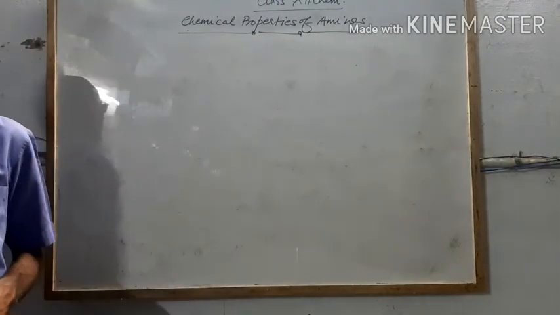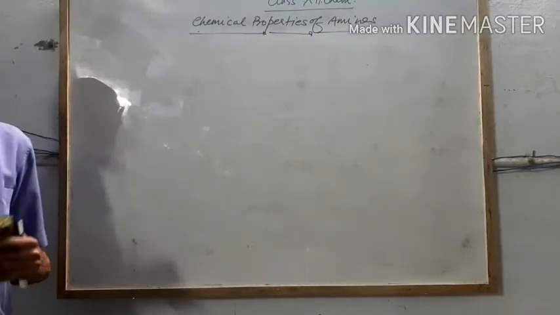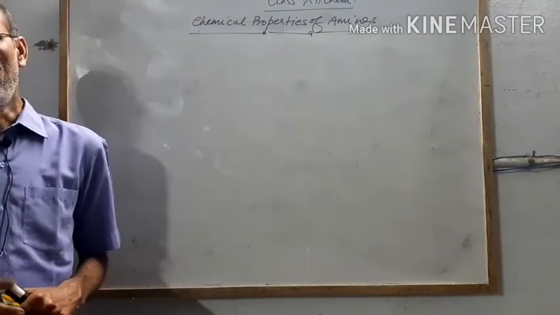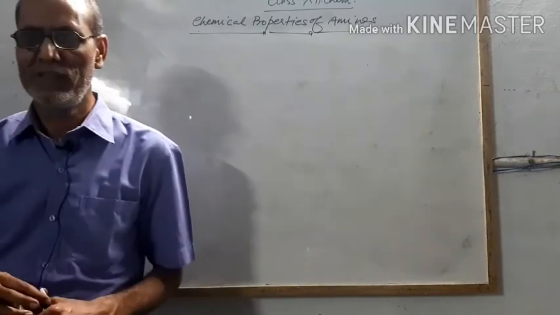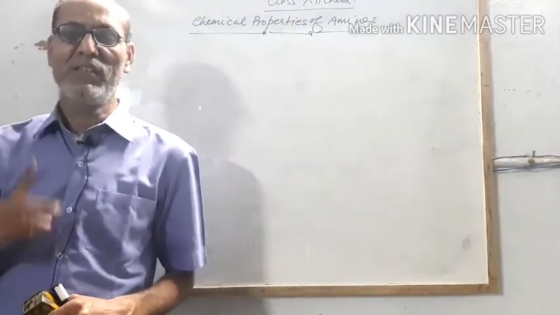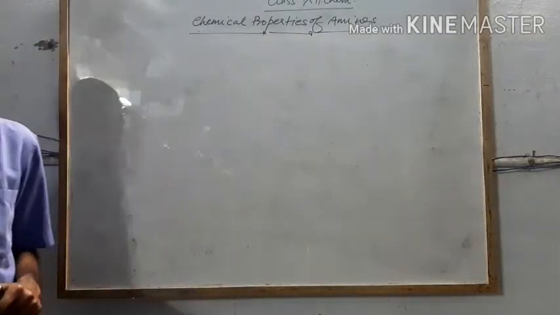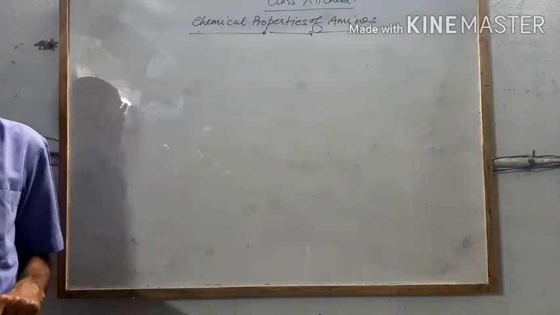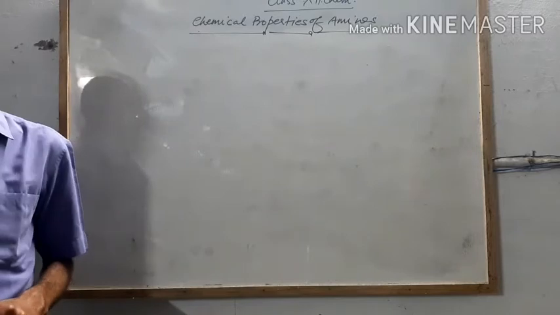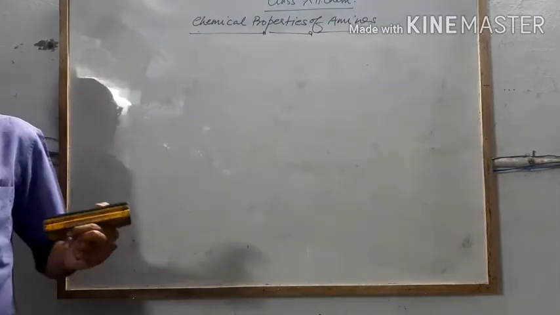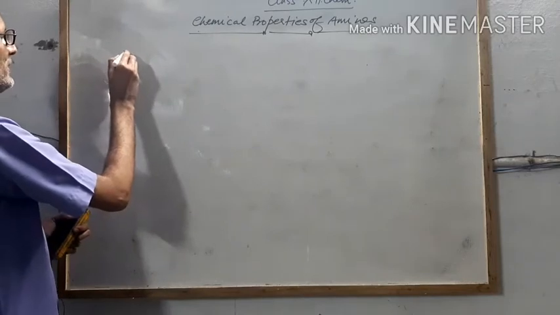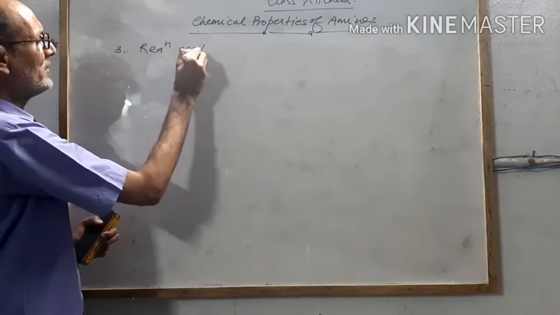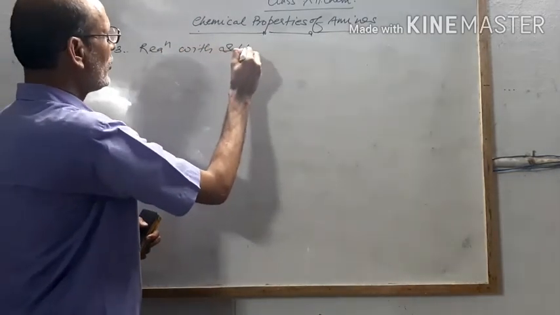Next is reaction with salt solution. As you have studied in lower classes like 11th or 10th, ammonia reacts with salt solution to form complexes. Similarly, amines also react with salt solutions like copper sulfate, silver chloride, cuprous chloride, and form complex compounds. Suppose you are taking any primary amine, reaction with salt solution.